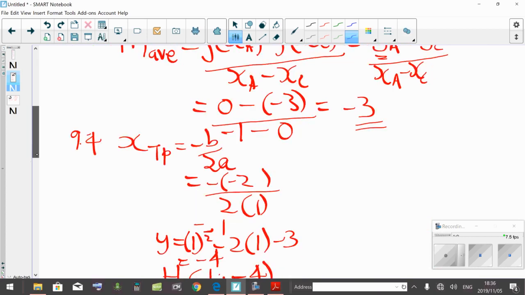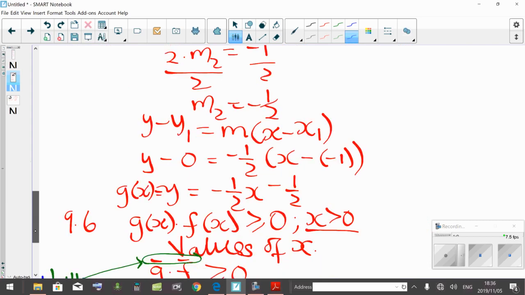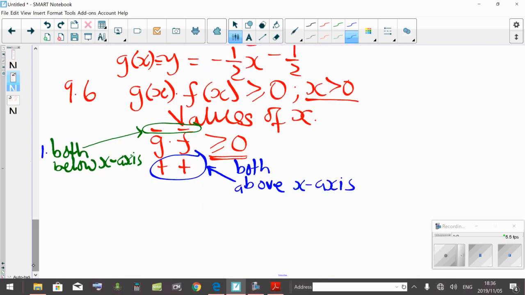But are we going to use a strict inequality, or are we going to use or equal to? The answer to that is going to be guided by the question itself. We're not given a strict inequality. So our answer is going to be from -1 ≤ x ≤ 3. That's the first case, where both are below the x-axis.